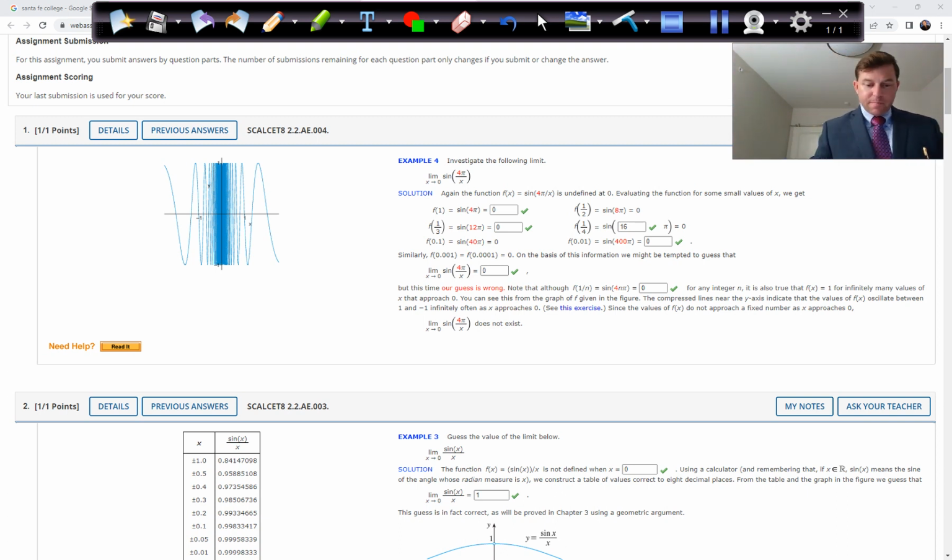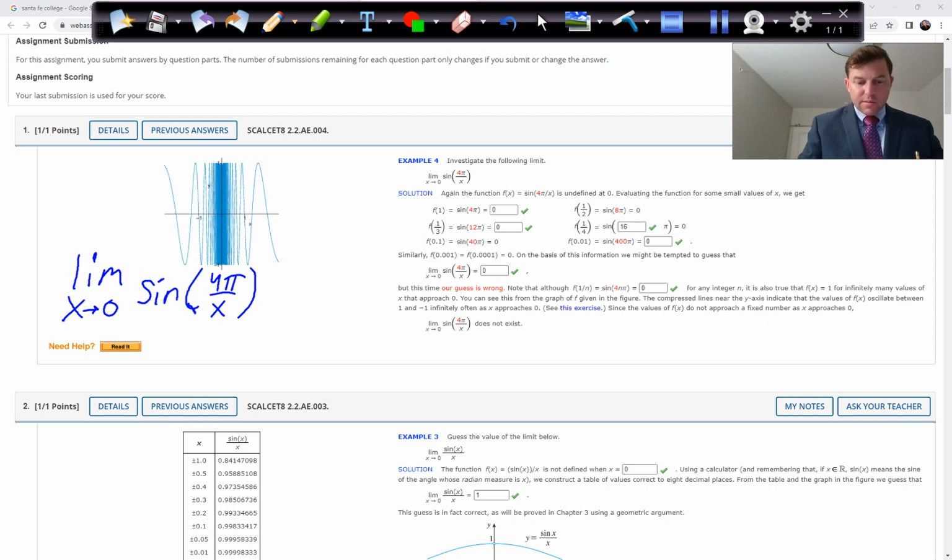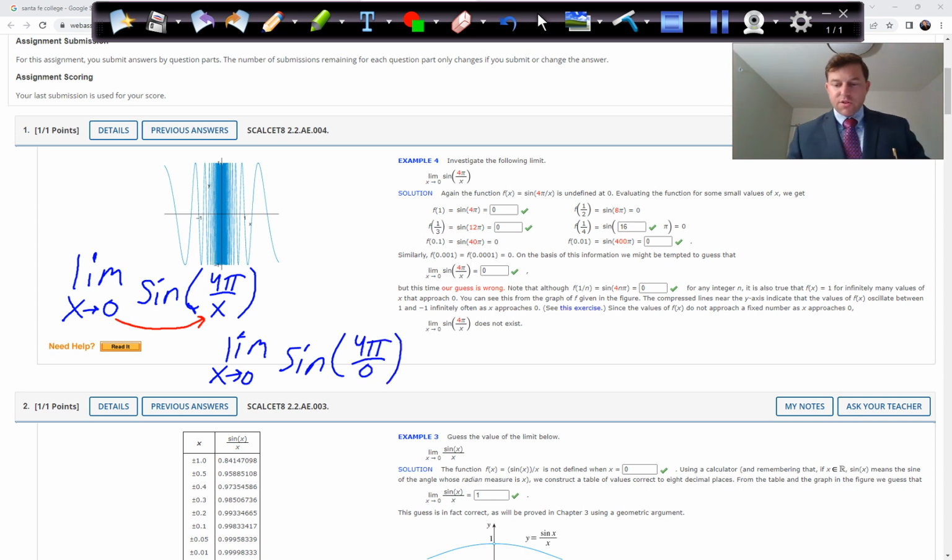So let's just break that down a bit. Limit as x approaches 0 of sine 4 pi over x. The way you evaluate limits is you just plug in the number. So you replace x with this number. But here's the problem. You're going to get the limit as x approaches 0 of sine of 4 pi divided by 0.